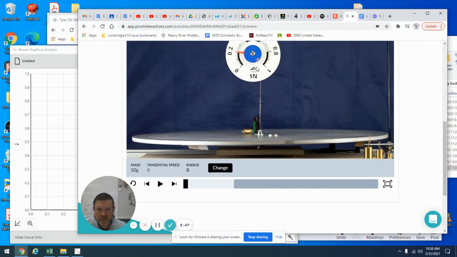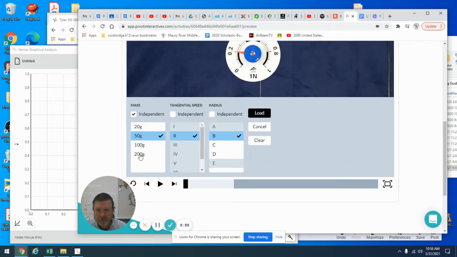I'm going to go back to this, and I'm going to change it to this. So there's my 50 grams, and I'm going to crank that thing up again, and then I'm going to let you finish that. So that's how you get those. Only going to have 4 data points because there's only 4 to choose from here. That should be just fine.